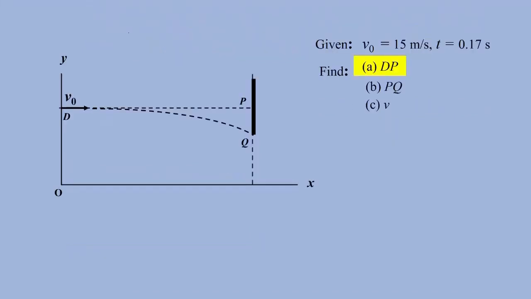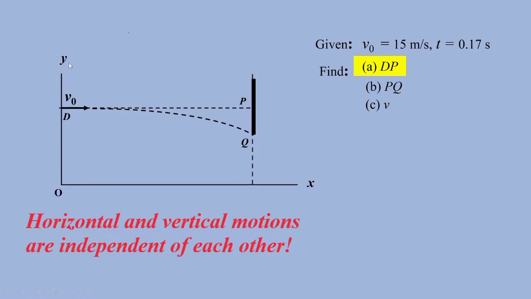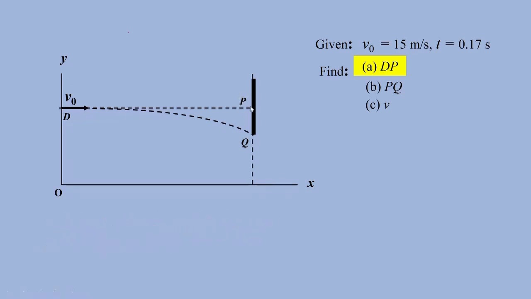To solve the problem, we introduce first the reference frame with horizontal x-axis and vertical y-axis, and y-axis passes through the initial location of projectile. X-coordinate of point P, xp, is equal to distance dp, and we need to find xp.